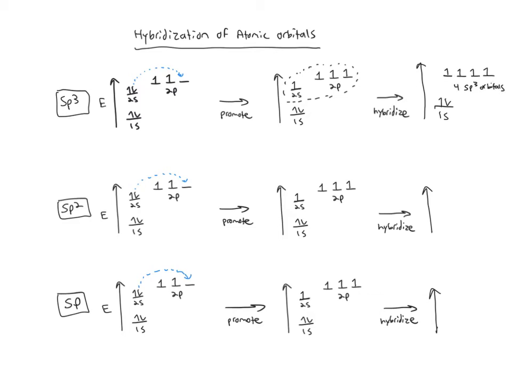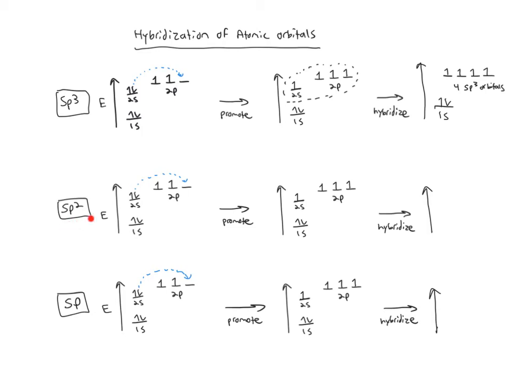And there are 4 of them because we put in the one 2s orbital, 1 of those, and then 3 of the p. So that's going to give us 4 total orbitals out of it. These are all sp3 orbitals. We're going to see how they combine and what shape they make in the next video.